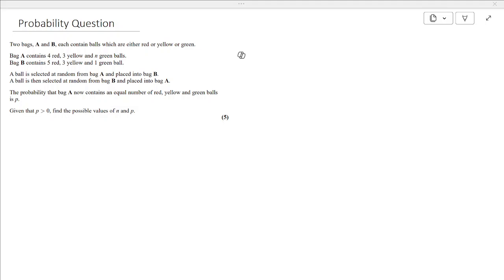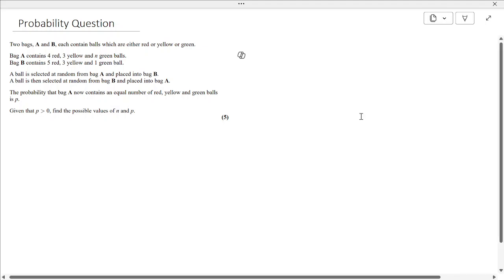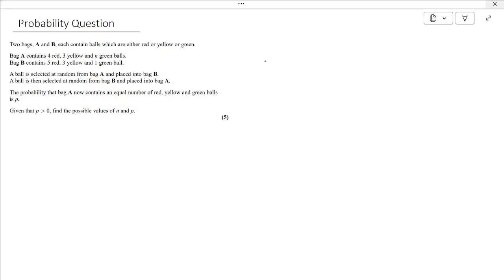Okay, this time, going to do a statistics question. This actually comes from an AS paper, Edexcel past paper, but there's no reason something like this couldn't come up in the A level. So whether you're year 12 or year 13, this probability question is sort of valid, and it's something that can come up.